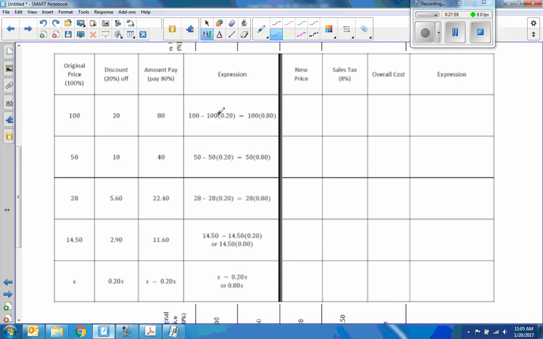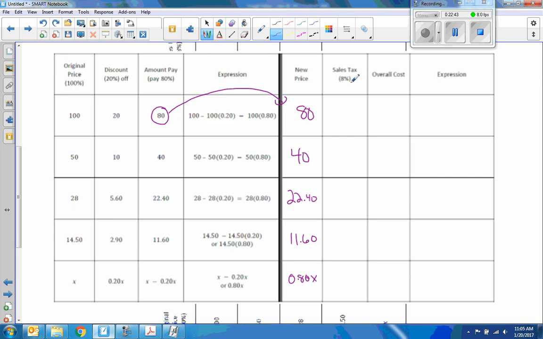So this is what we've already done on the prior page. Now we're just expanding it out. So the new price, the amount to pay is the new price. So all we're doing is copying this over to the price. So this is going to be 80, 40, 22.40, $2.90, $11.60, and 0.80x.